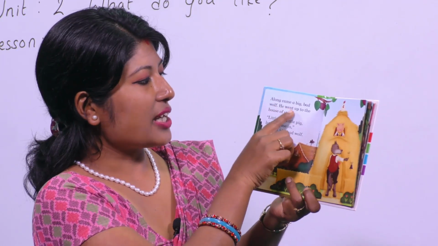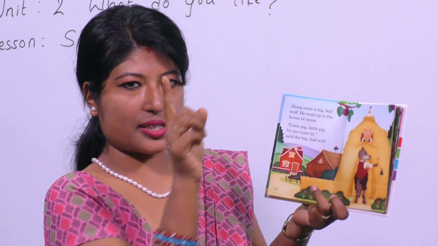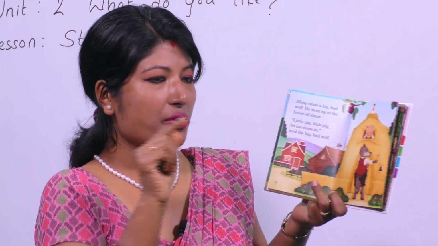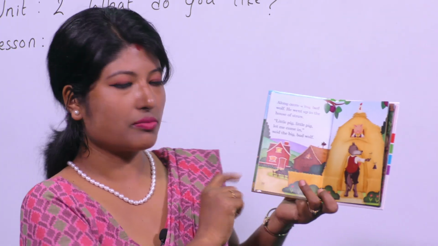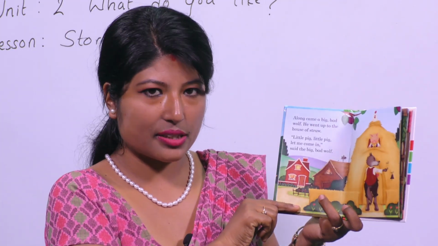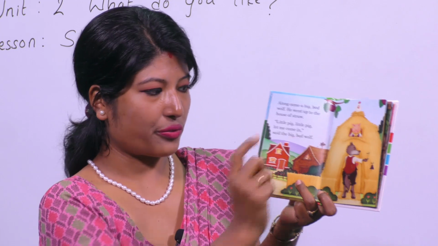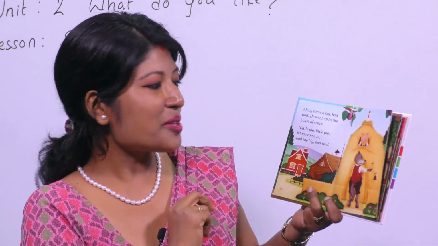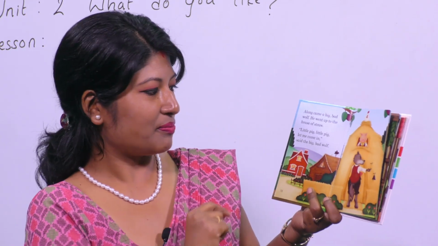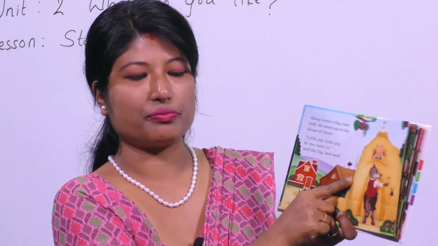Okay, he went up to the house of straw. Why he's bad, you will come to know now. He went to the house of straw, the first house. Do you know what he did? He knocked at the door, rang the bell, and said, "Little pig, let me in," said the big bad wolf.